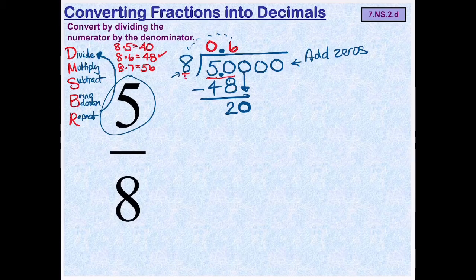So again, we're going to divide 8 into 20. How many 8s divide into 20? That should be the question you're asking yourself at this point. 8 divides into 20 2 times. 2 times 8 when we multiply is 16. Subtract. So when you subtract, 20 minus 16 is 4. And then we're going to bring down a 0.